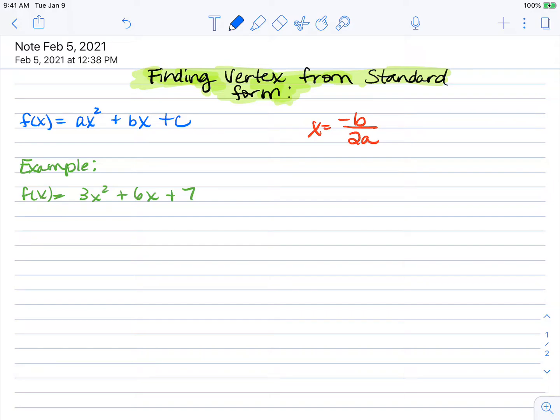Okay, so we're going to find the vertex from standard form, and standard form is this guy right here. So this is what we have for standard form, where I've got this A, B, and C. If you've done the quadratic formula, you've used standard form when you plugged in your A, B, and C into that formula when you were solving for x-intercepts or zeros for a quadratic function. So that's what standard form is.